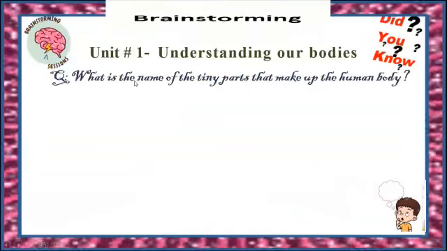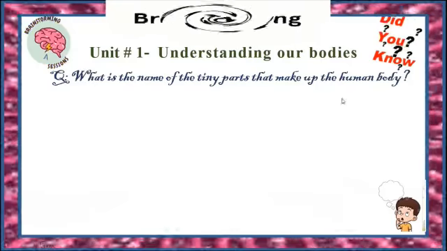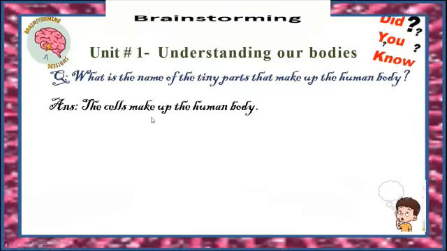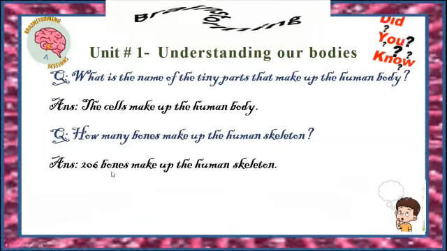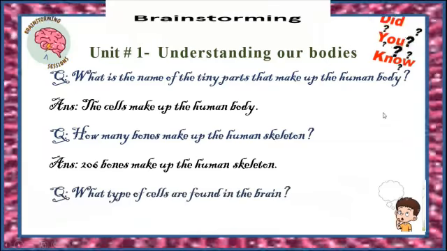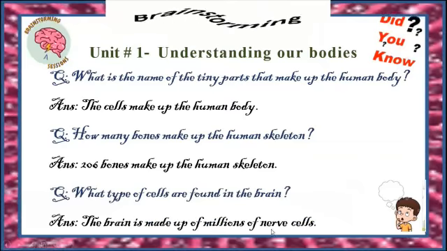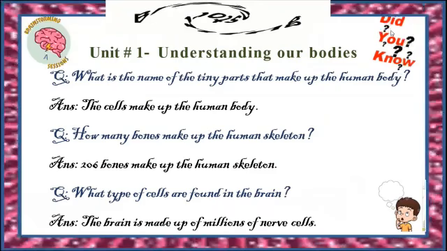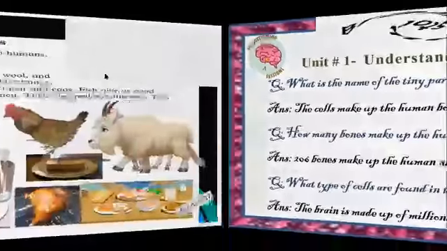Unit number 1, understanding our bodies. What is the name of the tiny parts that make up the human body? The cells make up the human body. How many bones make up the human skeleton? 206 bones make up the human skeleton. What type of cells are found in the brain? The brain is made up of millions of nerve cells. I hope that all the students know about it now.